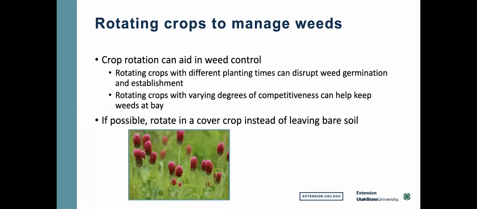Thinking of the other pests in our lives, the weeds. So crop rotation can also aid in weed control. As we know, different weeds have different germination times, and as you're rotating through crops, especially as you take advantage of the wide growing season and grow cool season crops, as well as the warm season and some shoulder season crops, you can have that ground covered, and this can disrupt the weed germination and establishment cycle.